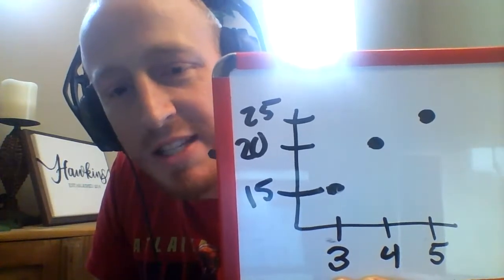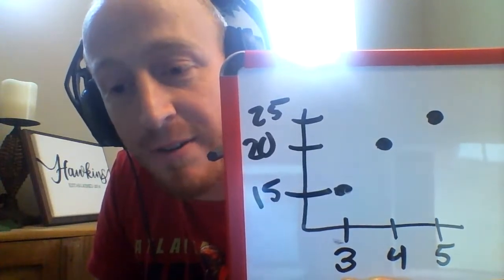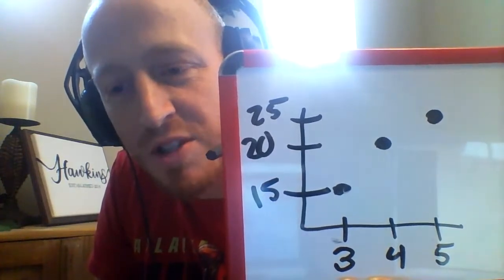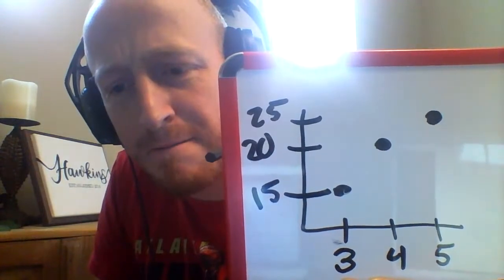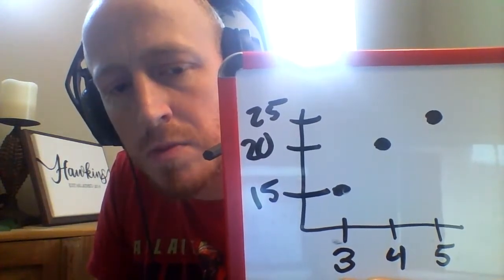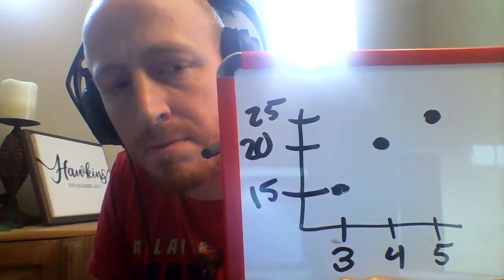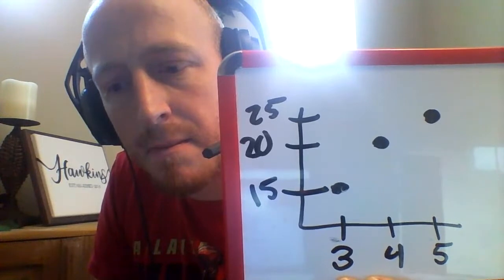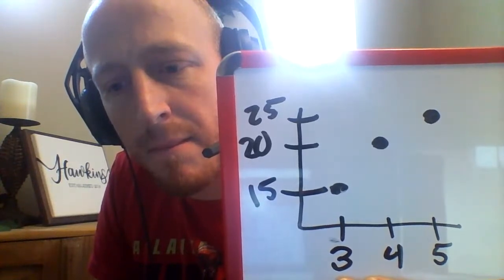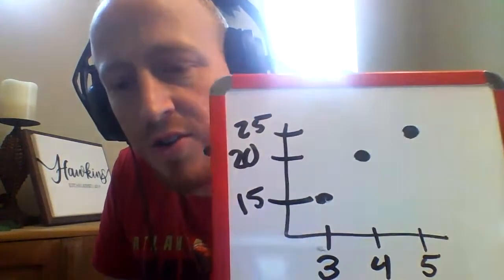All right, well, how about this? Somebody give me the first ordered pair that you would have. What's the first ordered pair? 3, 15. Good. So what we look and we see that it's getting bigger.